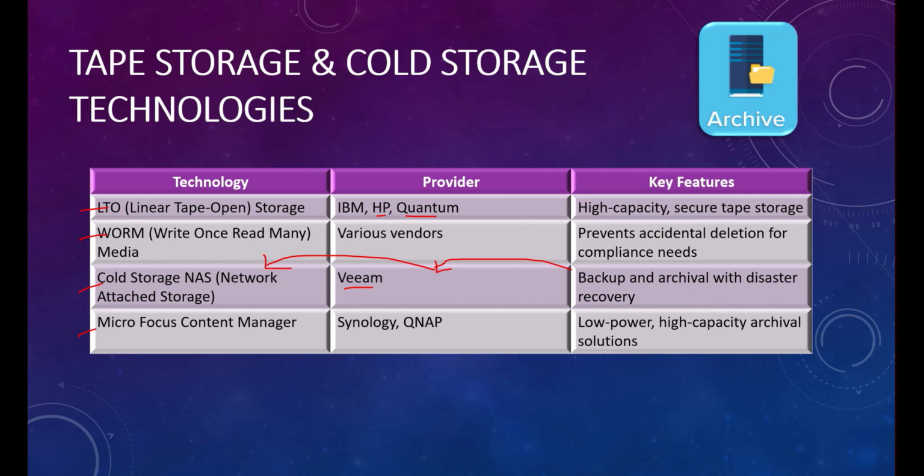And finally, we have Micro Focus Content Manager, whose major providers are Synology and QNAP. Here the key features are a low power, high capacity archival solution. If you have a huge volume of data, maybe you choose low power, because otherwise you might end up with a high cost with respect to power. So you need to understand the technologies behind the scenes so that you can choose the right providers for archiving the data.